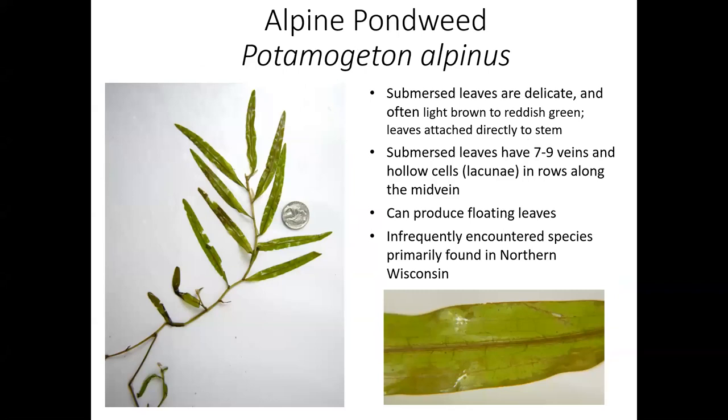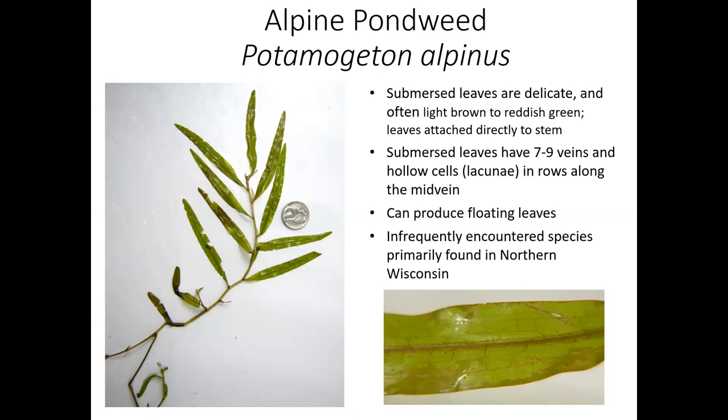And then the next species we'll discuss is alpine pondweed, or Potamogeton alpinus. Unlike the flat-stem pondweed, this is a relatively infrequently encountered species, primarily located in some of our water bodies in northern Wisconsin. It has very delicate leaves. Most of our aquatics have these sort of translucent leaves, but the leaves of alpine pondweeds are very delicate, almost like a tissue paper consistency.